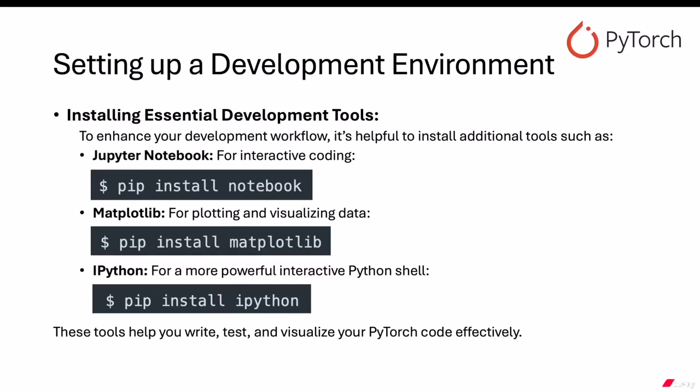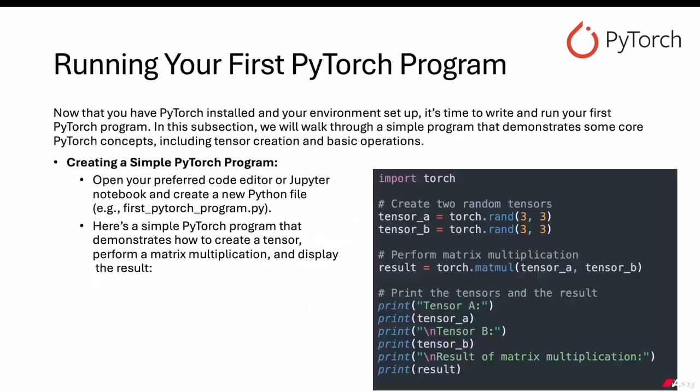Installing essential development tools. To enhance your development workflow, it's helpful to install additional tools such as Jupyter Notebook for interactive coding. You can say pip install notebook. Matplotlib for plotting and visualization of data: pip install matplotlib, which you probably already have if you're using Python. And then IPython for a more powerful interactive Python shell. You can say pip install ipython. These tools help you write, test, and visualize your PyTorch code efficiently.